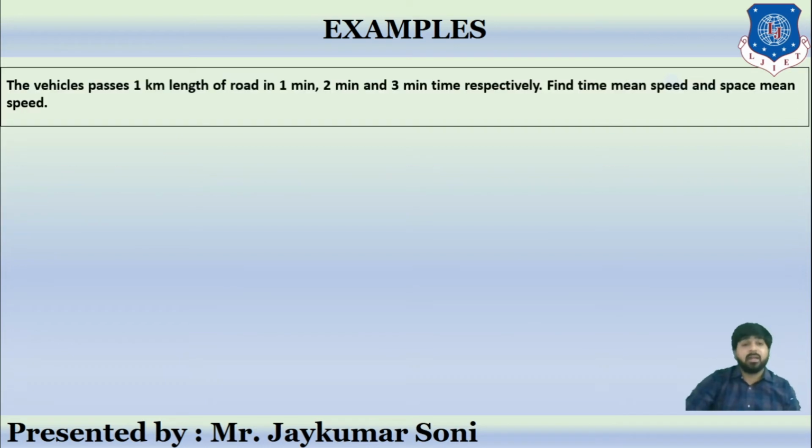This is the first example. The vehicle passes 1 kilometer of length road in 1 minute, 2 minutes and 3 minutes respectively. Find the time mean speed and space mean speed.